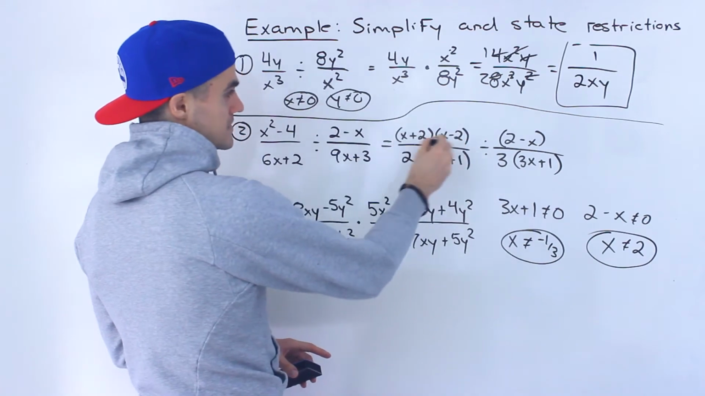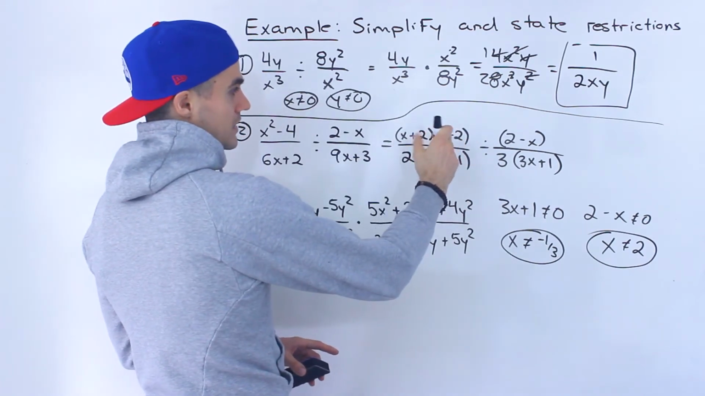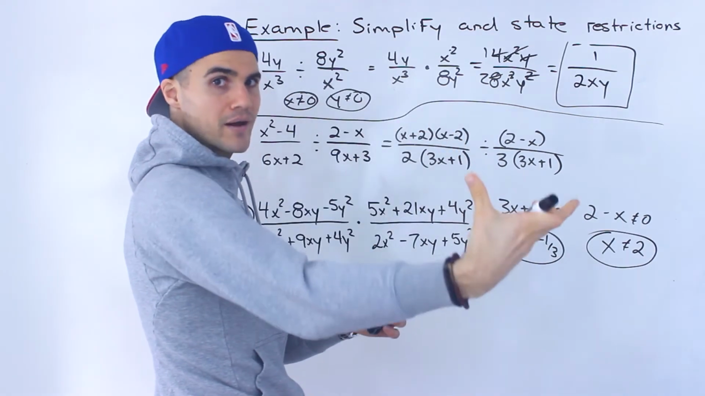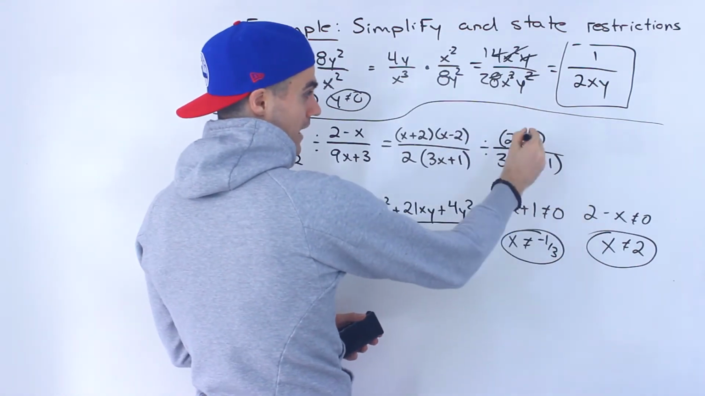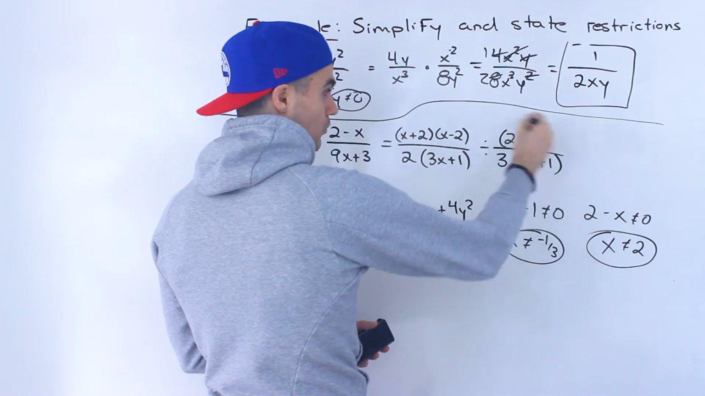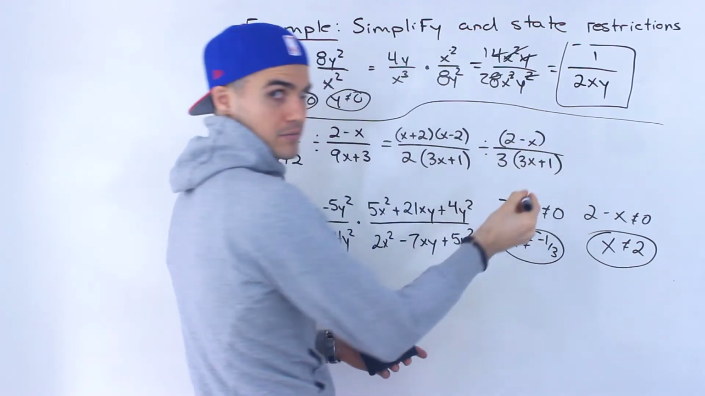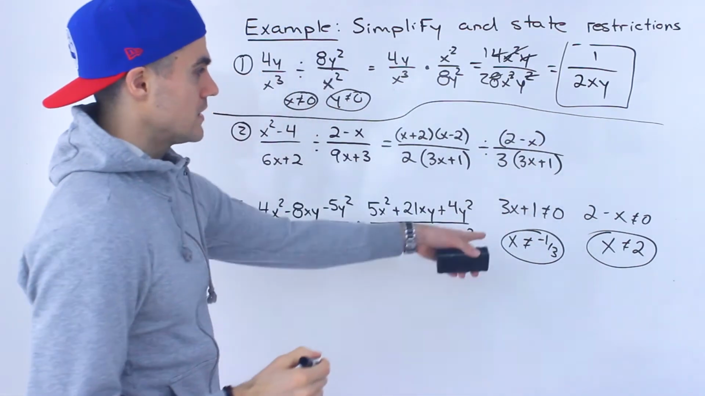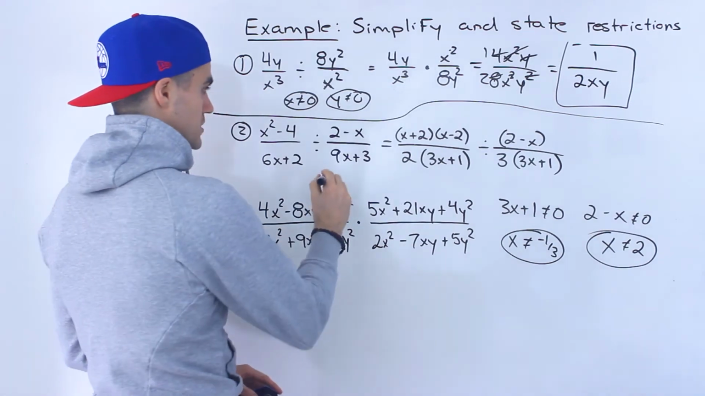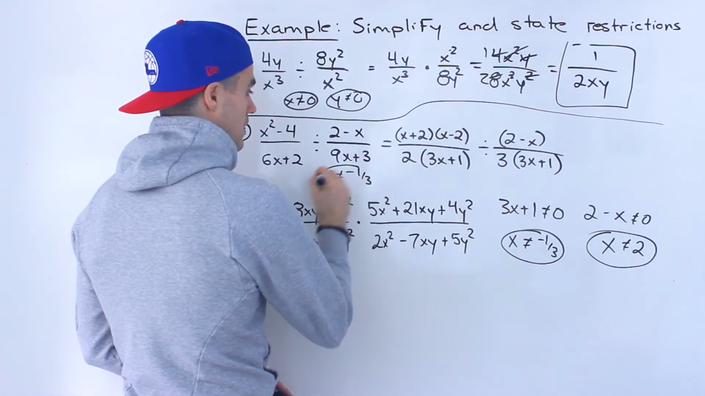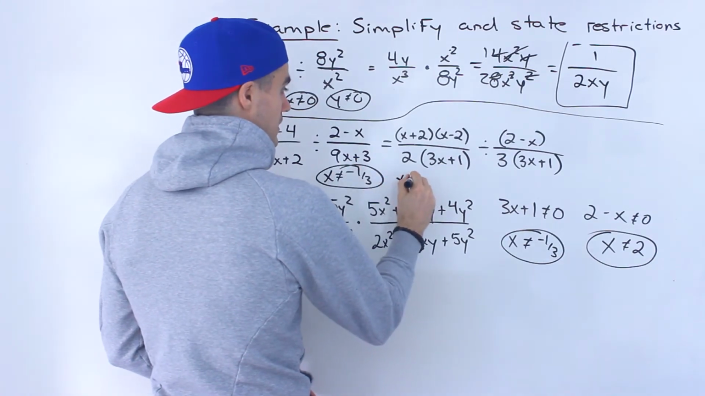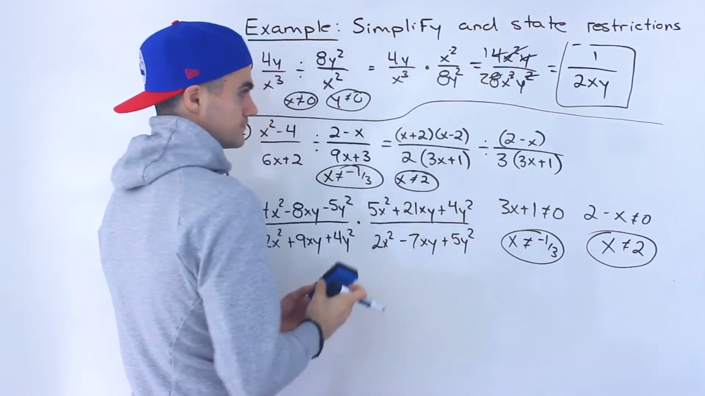We wouldn't look at this numerator here because we could take 0 and divide it by something, but we can't divide something by 0. And if we have an x value of 2, it would make this whole thing be 0. Can't divide by 0. All right, so those are the two restrictions. Let me write them over here. So x cannot equal negative 1 over 3, and then x cannot equal 2.